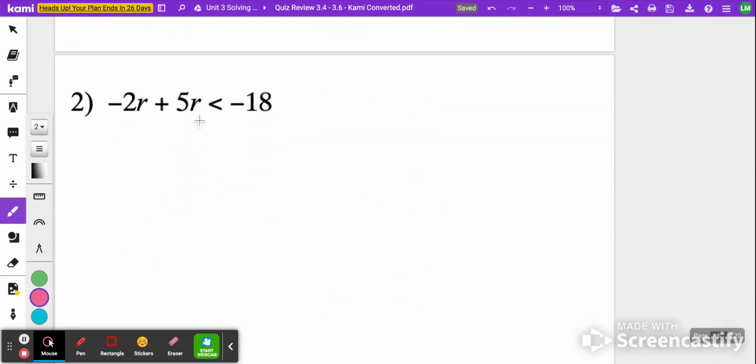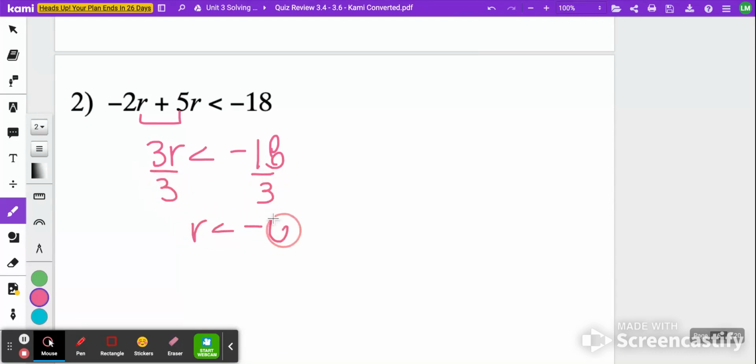Number 2, same deal. I'm going to combine like terms first. This is 3r is less than negative 18. Then I'm going to divide both sides by 3 so that r is less than negative 6. As we graph this on our number line, we get an open circle also pointing left.